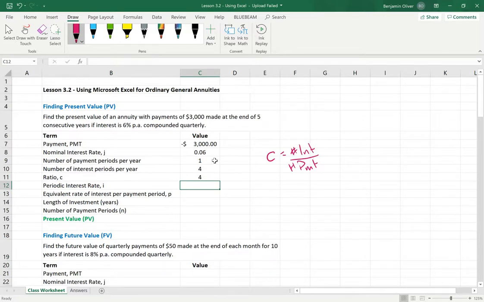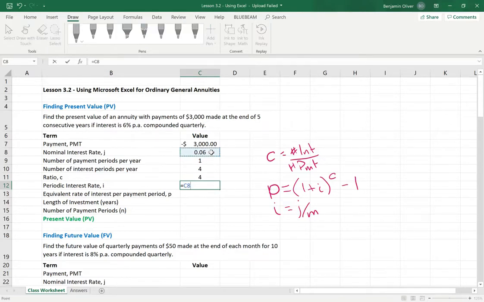For the equivalent rate of interest, P, remember, P is actually equal to 1 plus your periodic interest rate, and that's the exponent C minus 1. So our last item we need is our periodic interest rate. And remember, the periodic interest rate is the same. It's J divided by M, okay? In this case, that's the nominal interest rate, okay? And that's divided by the number of compounding periods per year, which is 4, right? Because it's compounded quarterly. So that gives us our interest rate of 0.015, which is 1.5%.